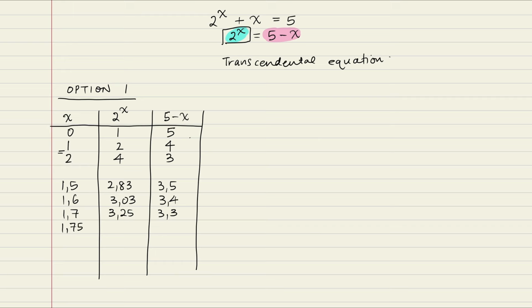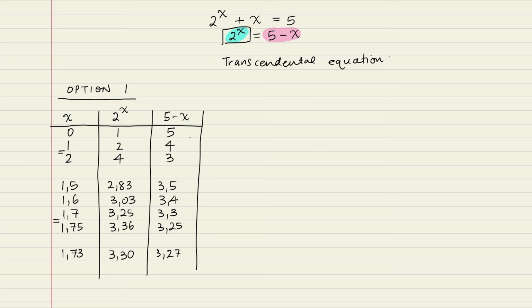If I substitute 1.75, I'm going to get 3.36 and 3.25. Now again, there's been a switch here. So it means that my solution lies between those two values. So let's try 1.73. If I try 1.73, I'm going to get 3.30, and I'm going to get 3.27 here. Now that is pretty close.